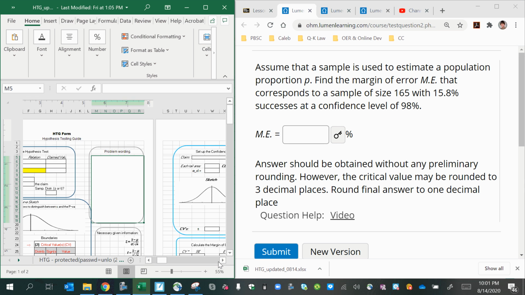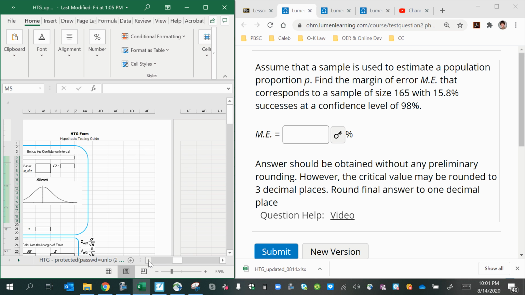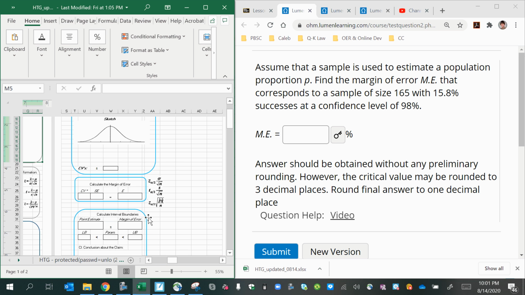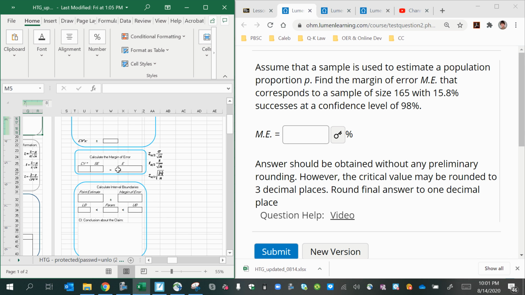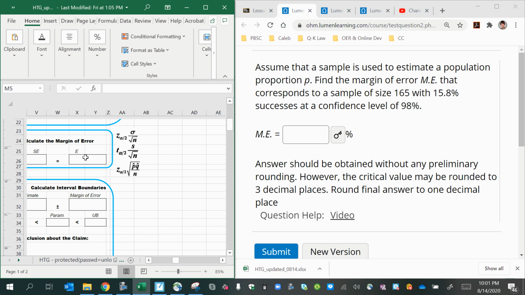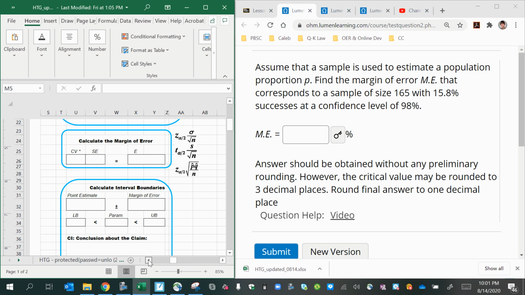If you open up your hypothesis testing guide form, there is a section for doing confidence intervals. The margin of error is sometimes denoted ME and sometimes denoted EBM, and in my form it's always E. The margin of error is something we calculate by multiplying the critical value times the standard error. And I've put copies of each of the different formulas that you might have to use there.